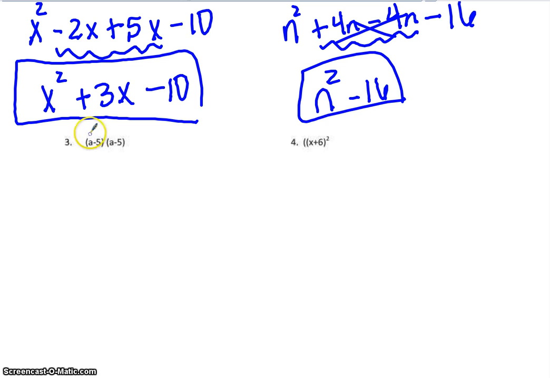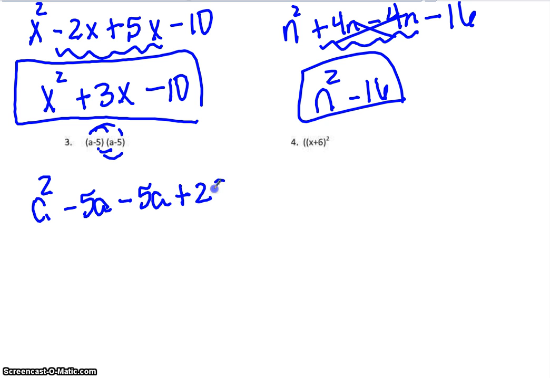Looking at number 3, you're going to distribute your a, and then you're going to distribute a negative 5. A times a is a squared. A times negative 5 is minus 5a. Negative 5 times a is minus 5a. And negative 5 times negative 5 is plus 25.